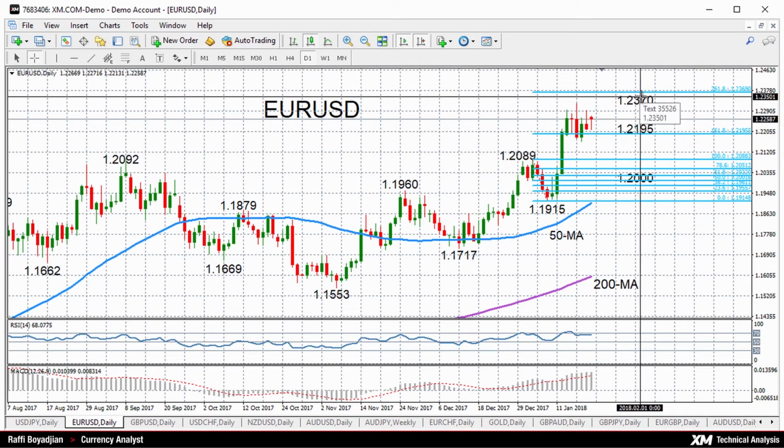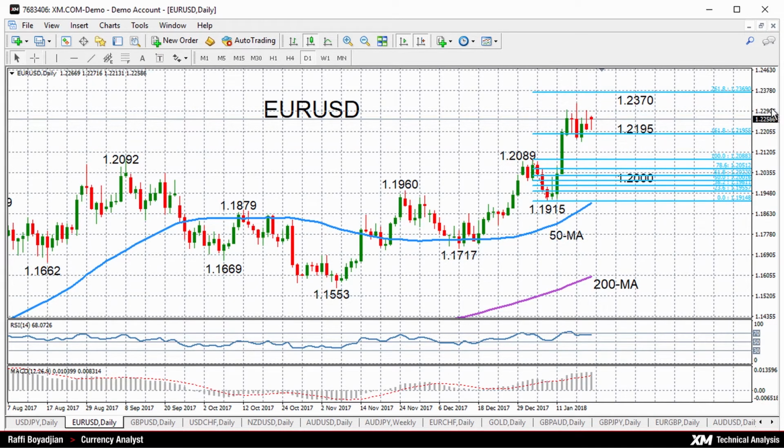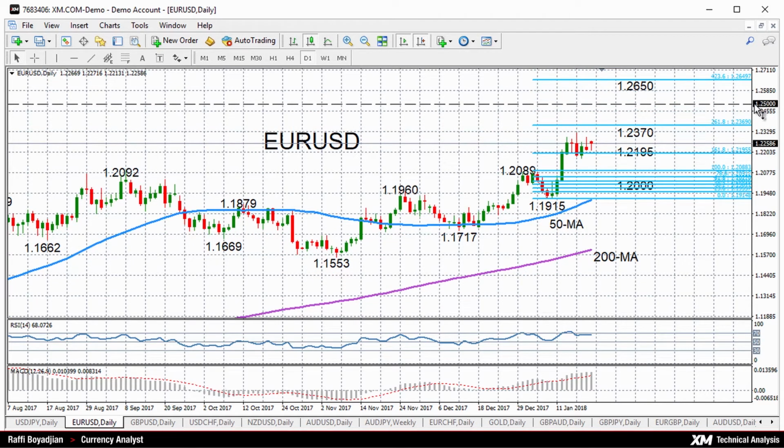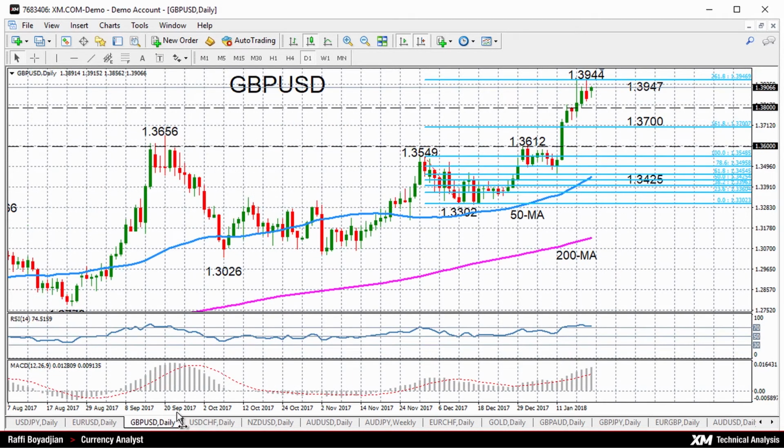So that's the next key target for euro dollar, and then above that we have the 1.25 handle, followed by the 1.2650 area, which is the 423.6% Fibonacci extension. Let's move on to pound dollar, and pound dollar is also looking very bullish at the moment.